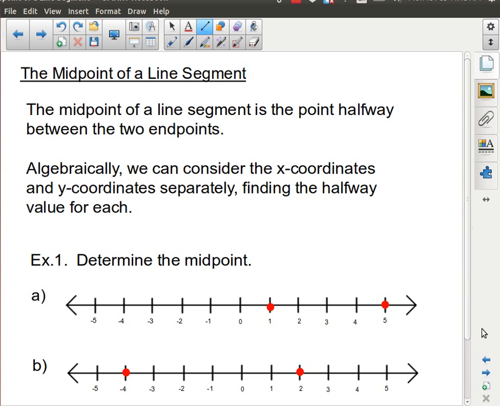Okay, so we've already talked about this. I went through those examples. So it starts with the idea of a line segment. It starts with the idea that the midpoint of a line segment is the point halfway between the two endpoints. So again, you can see here, it's very obvious between 1 and 5. The midpoint is here at 3, but is there a better way, a more algebraic way to find that?